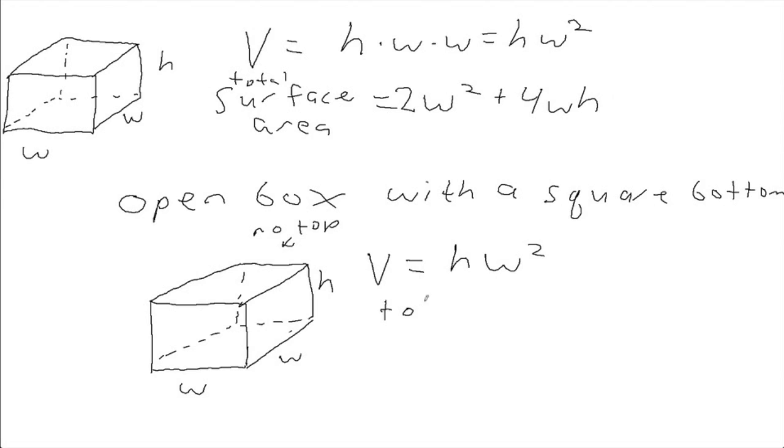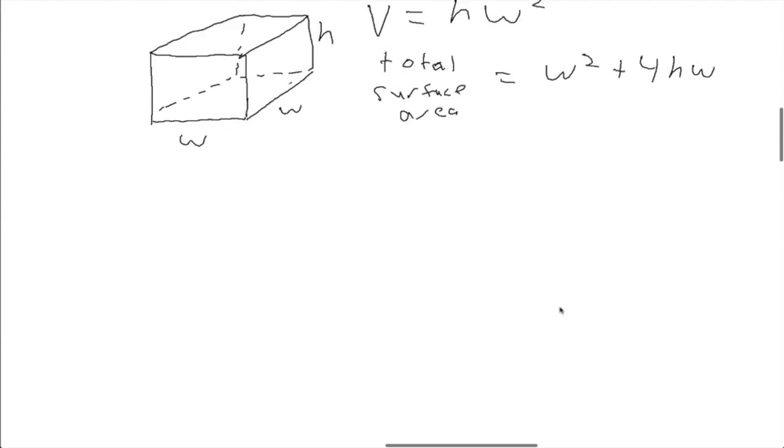All right, and now let's write down an expression for the total surface area. Total surface area is w squared plus 4hw. So it's similar to before, but we don't have a top, so it's just 1w squared. Okay, excellent. Notice the volume was the same as before, but there's less surface area because there's no top, and you worked that out correctly.